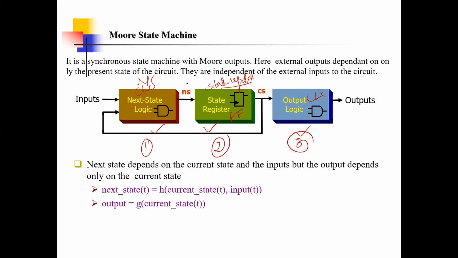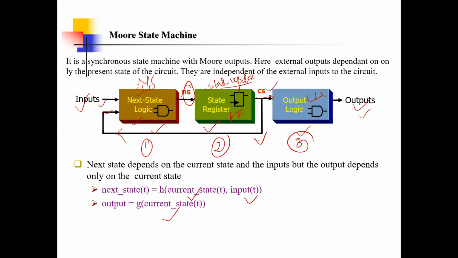If you want to write the logic expression for the next state, because we have two inputs for this block, we can write the next state as a function of the current state as well as inputs. Similarly, for the output, only one thing is there, that is the current state. So the next state is a function of inputs as well as current state, and the output is a function of only the current state. So this is the Moore state machine.